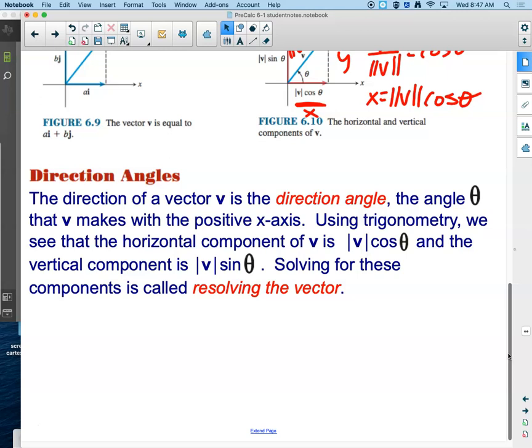Solving for these is called resolving the vector. Now we should kind of be used to this, because remember when we did our unit circle, the x was always the cosine and the y was always the sine. So think that way as you're working through these. You've got this new magnitude piece, but that's just the length of the hypotenuse in our triangle.